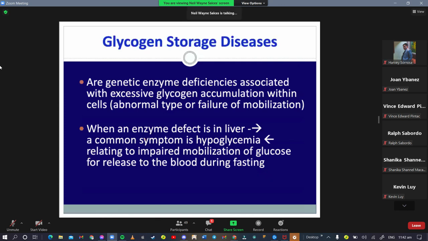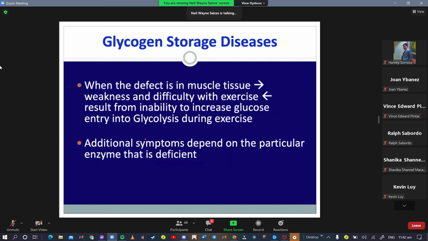And lastly, we have your glycogen storage diseases. So these are basically genetic enzyme deficiencies that are associated with an excessive glycogen accumulation within the cell. It can be an abnormal type or failure of the mobilization. So when there is an enzyme defect in the liver, a common symptom is hypoglycemia relating to the impaired mobilization of glucose for release to the blood during fasting.